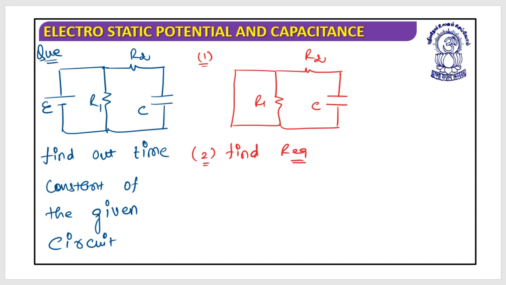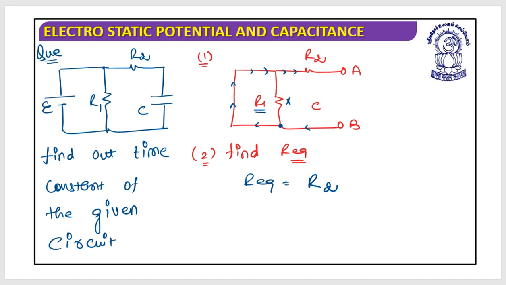Now on the second step, find R equivalent. So when I say find R equivalent, I need to just remove this, and find the equivalent from this terminal. I can observe very carefully that when my current reaches this point, it has an alternate path having low resistance. So it is not going to move through this, it is just going to bypass this R1 and move through this. So my R equivalent would be equal to R2 alone.